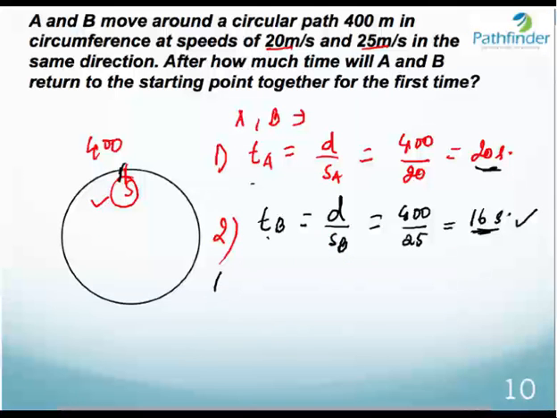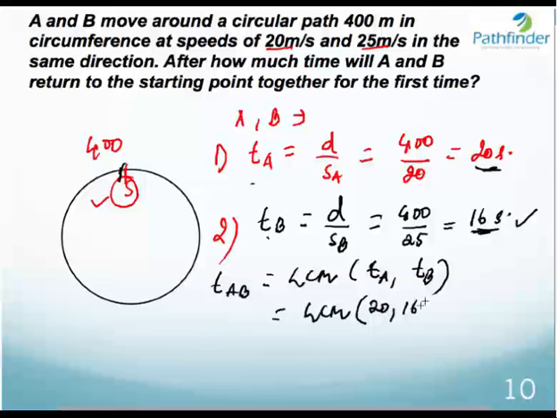So the time after which A and B both come together at the starting point is given by the LCM of time required by A and time required by B, which is equal to LCM of 20, 16, and this can be easily calculated as 80 seconds. So A and B, if they are moving in the same direction, will come back to the starting point together after 80 seconds.